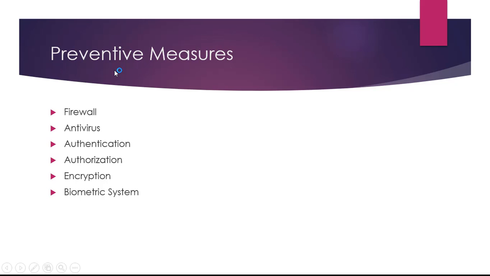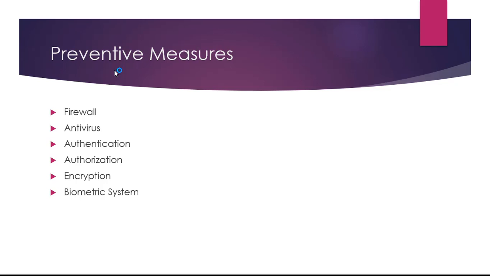And the second last is encryption. This is a way where the information is transformed into an unreadable form. For example, if I have A and D and it is translated to something which cannot be read, this is called encryption.